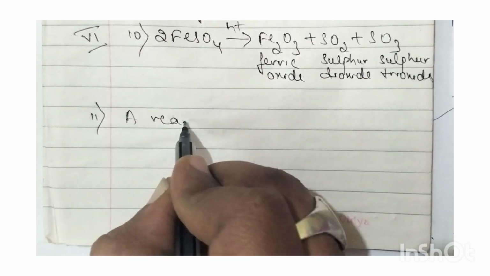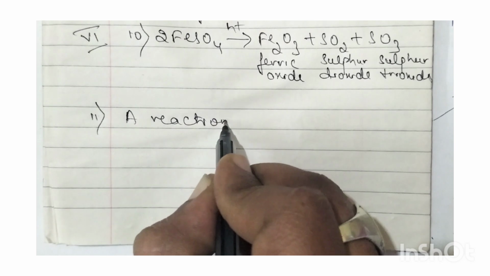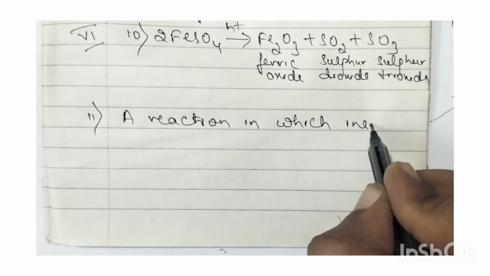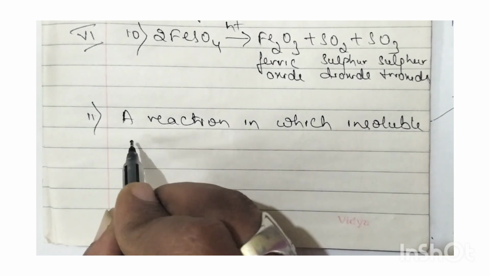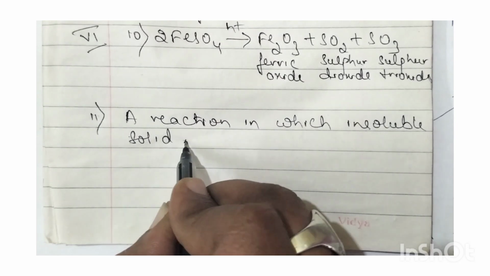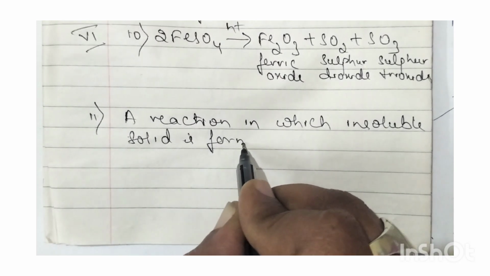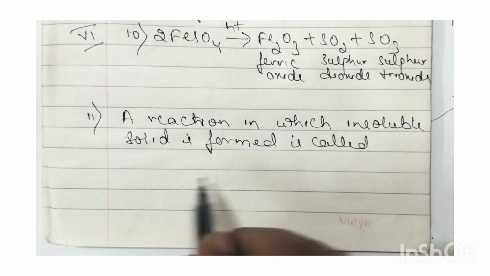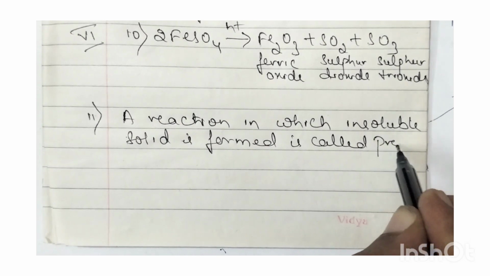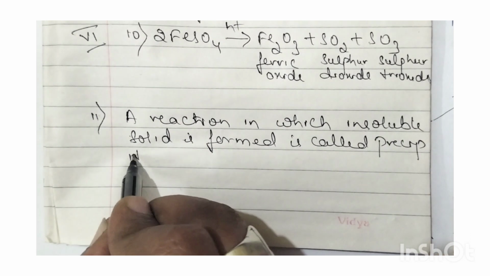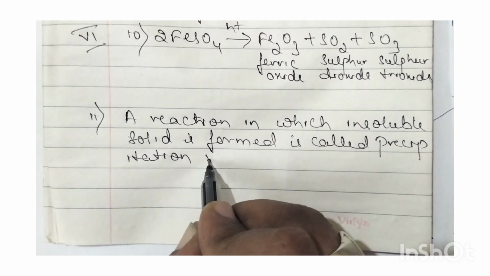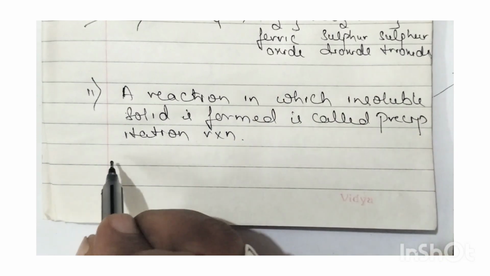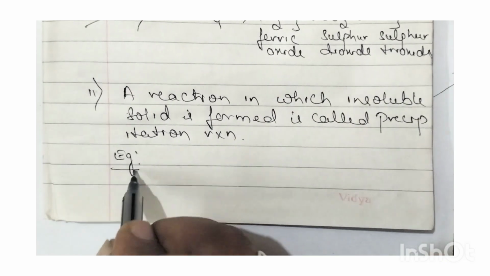A reaction in which insoluble solid is formed. In which reaction is an insoluble solid formed? A reaction in which insoluble solid is formed is called precipitation reaction. Now let us go for precipitation reaction.